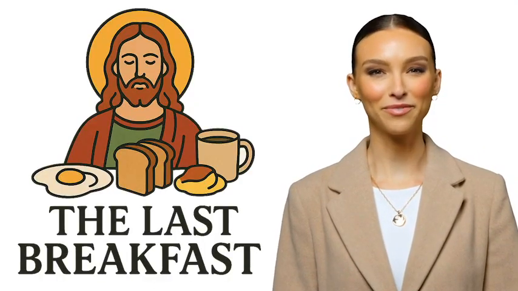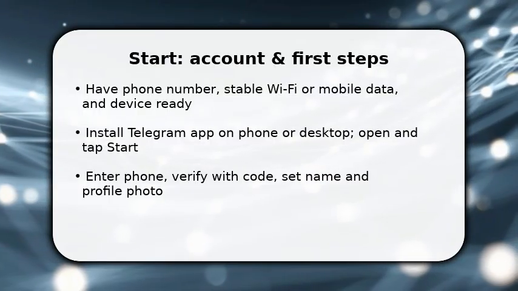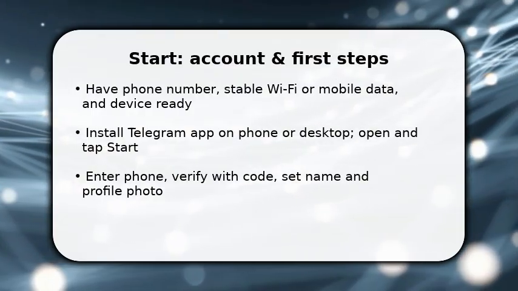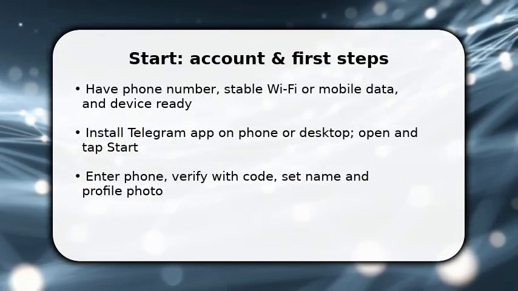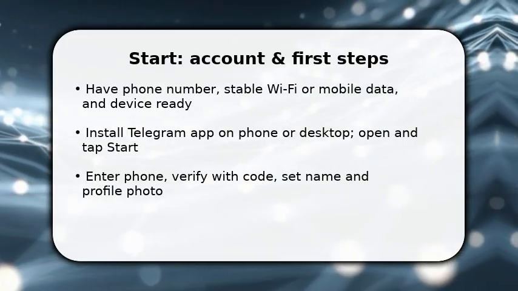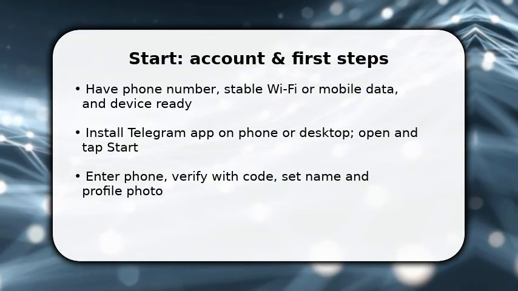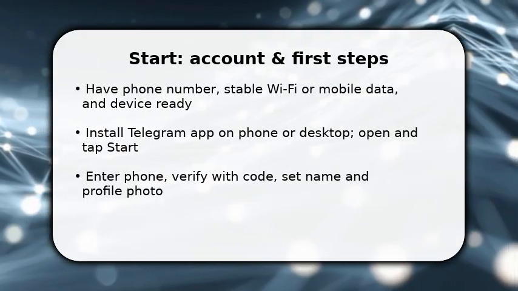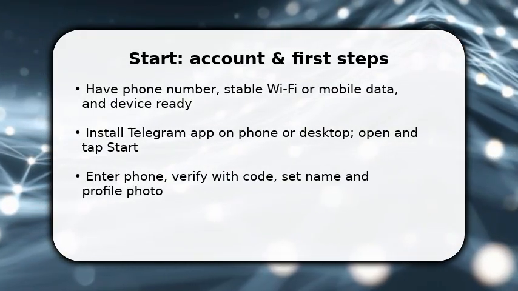Please enjoy the video. You're starting now? Install Telegram and open it. Enter your phone number, then type the SMS or in-app code you receive. Once verified, pick a display name and optional photo so contacts recognize you. Make sure notifications are enabled so messages arrive.